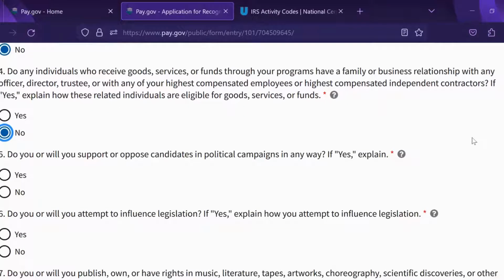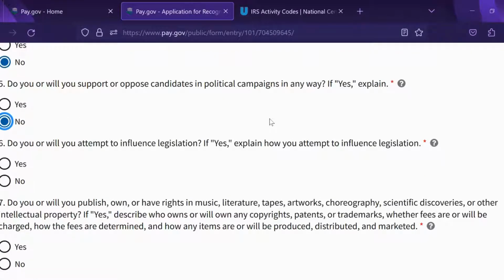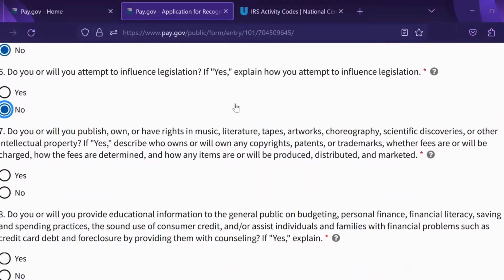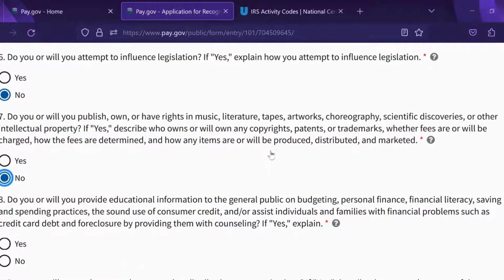Question 5, do you or will you support or oppose candidates in political campaigns in any way? Jane is not. Question 6, do you or will you attempt to influence legislation? We are selecting no. Jane is not. Question 7, do you or will you publish, own, or have rights in music, literature, tapes, artwork, choreography, etc.? We're selecting no. Jane is not.